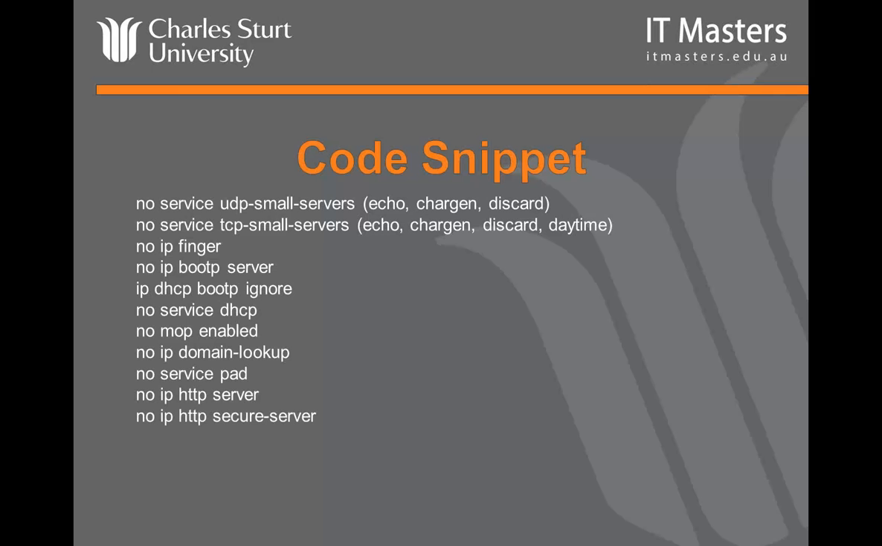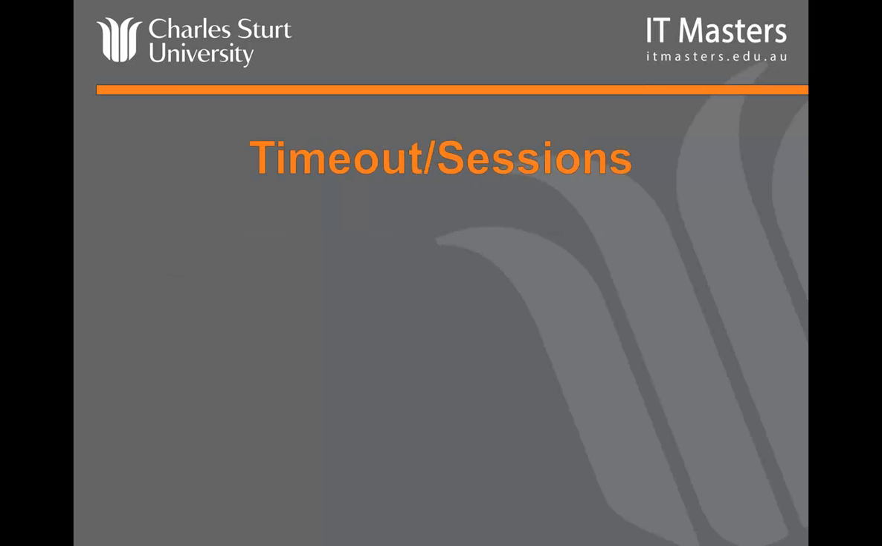If it's an externally facing device, there's no reason you would have this secure server running on it in most cases. No CDP enable, which we talked about earlier, and no CDP run. No CDP enable is on the interface, while no CDP run is in general configuration. No LLDP transmit. We were talking about CDP before. LLDP is just a standards-based version of CDP, and again used heavily in VoIP networks. But for this, you don't need it. No LLDP receive. So there are some basic snippets.